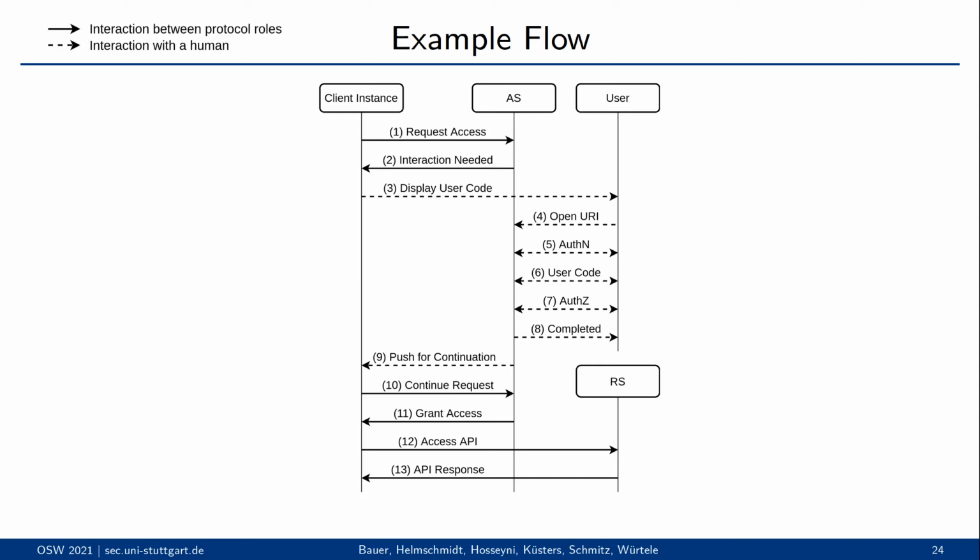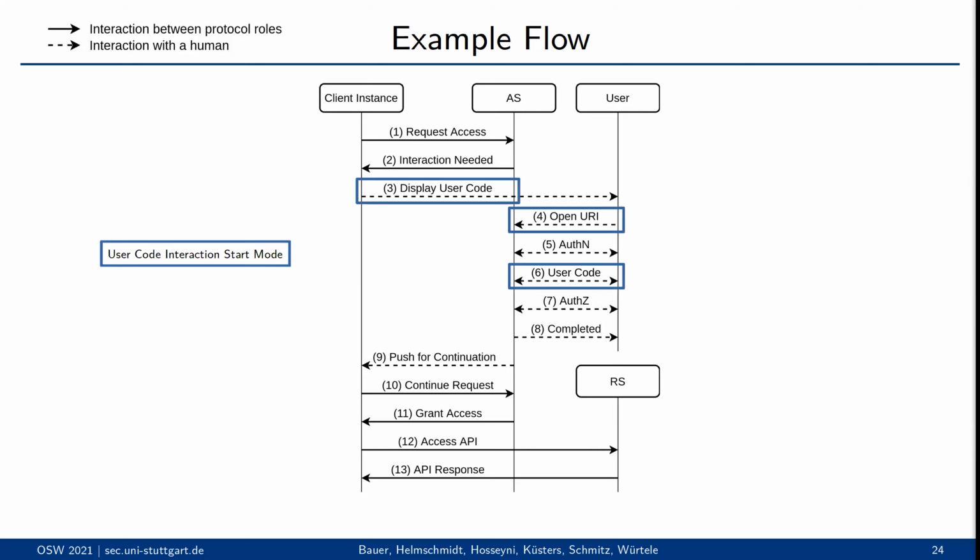Now in this flow, the messages 3, 4, and 6 are part of the so-called user code interaction start mode, which is just one of several start modes that GNAP already has defined and that can be interchanged. And message 9 is sent when using the push interaction finish mode, where there's also another finish mode defined. So GNAP is rather versatile in this regard.